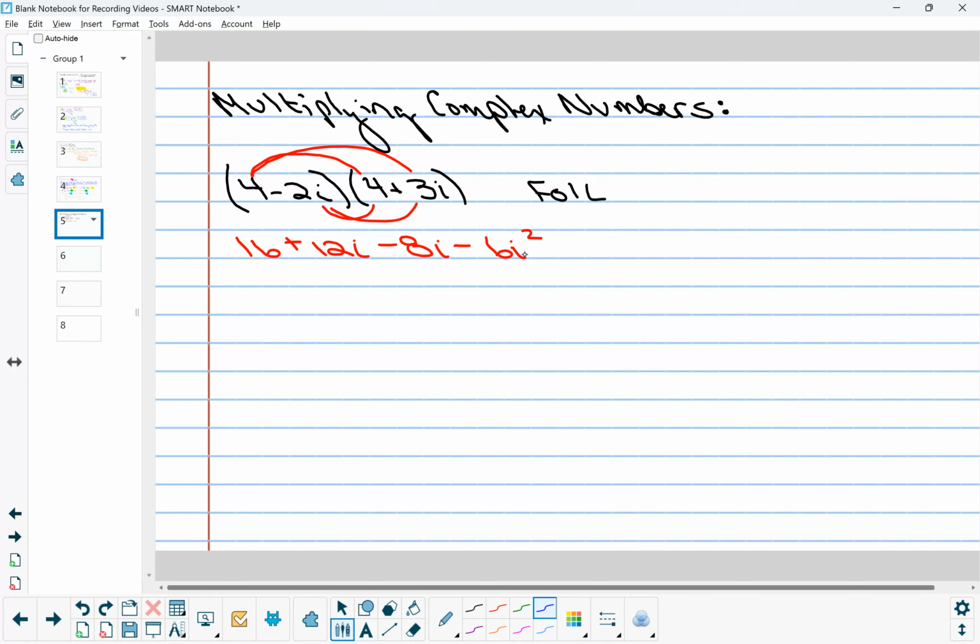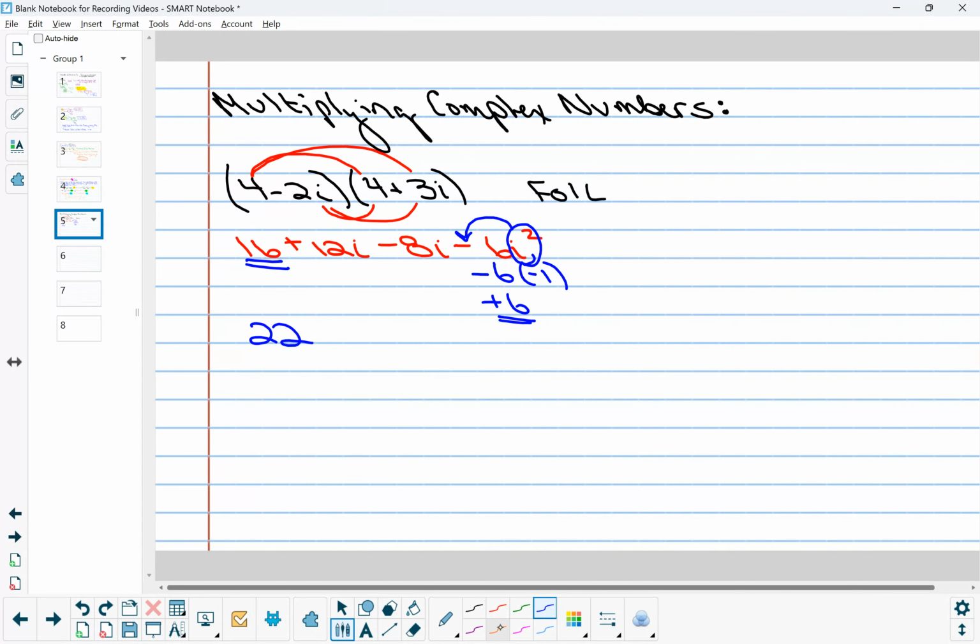So we know that i squared is equal to -1. So this is really -6 times -1, which makes this -6 a +6. So what i squared really does is it changes the sign on the number in front of it, and it eliminates the i squared. So now we're going to take these two guys. They're like terms. 16 plus 6 is 22.